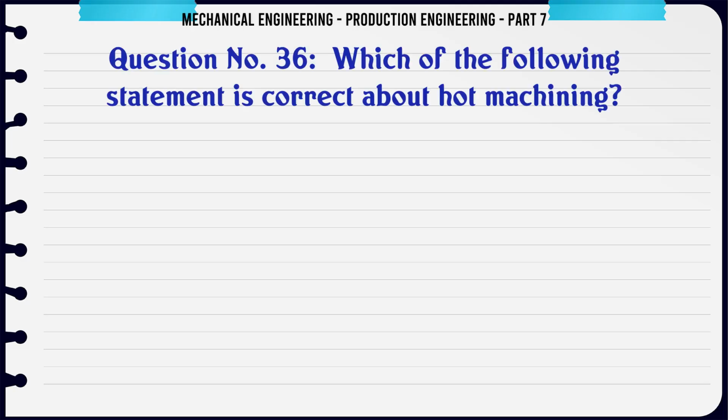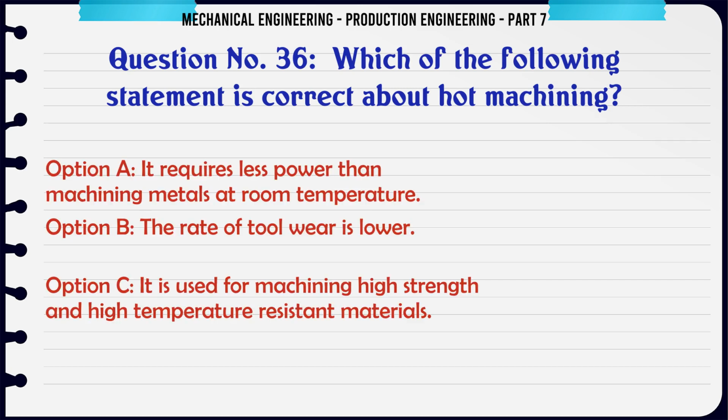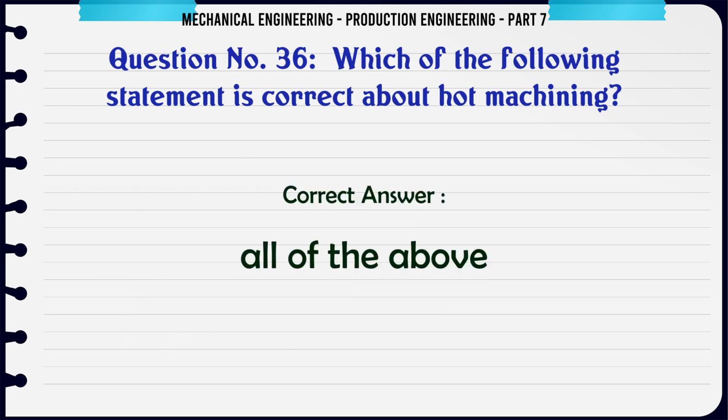Which of the following statements is correct about hot machining? A. It requires less power than machining metals at room temperature. B. The rate of tool wear is lower. C. It is used for machining high-strength and high-temperature-resistant materials. D. All of the above. The correct answer is all of the above.